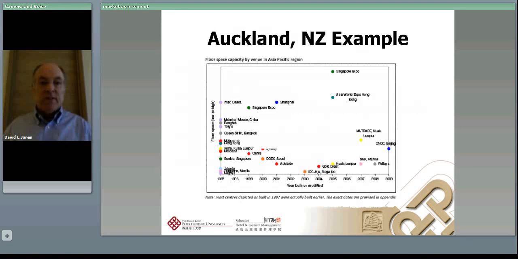Here's an example from your case study that you can take a look at more thoroughly. When they're looking at Auckland, look at all these things. You look at all the places that they talk about and when they were built. I mean, this is a rather hard chart to follow to begin with because some of these facilities were built before '97, but they've been added on to. You see Singapore Expo on there a couple of different times because of expansions and so on in the process.